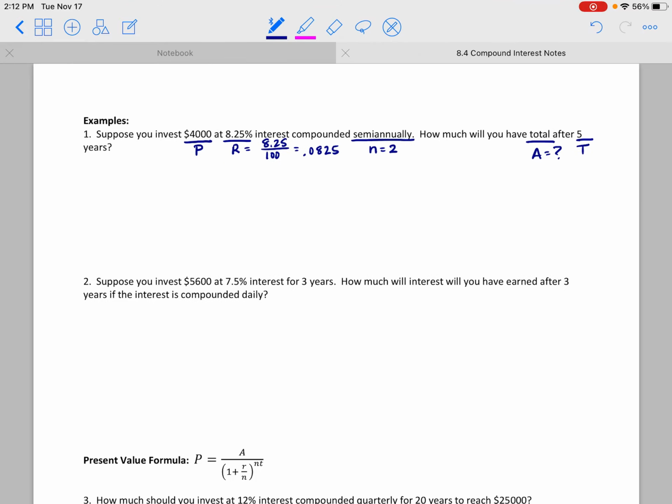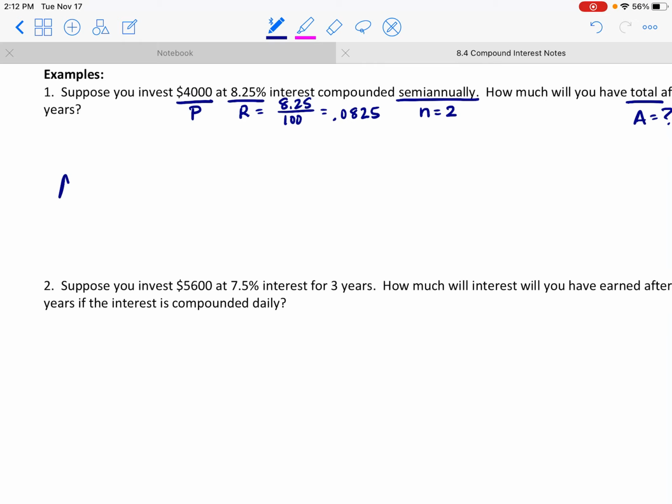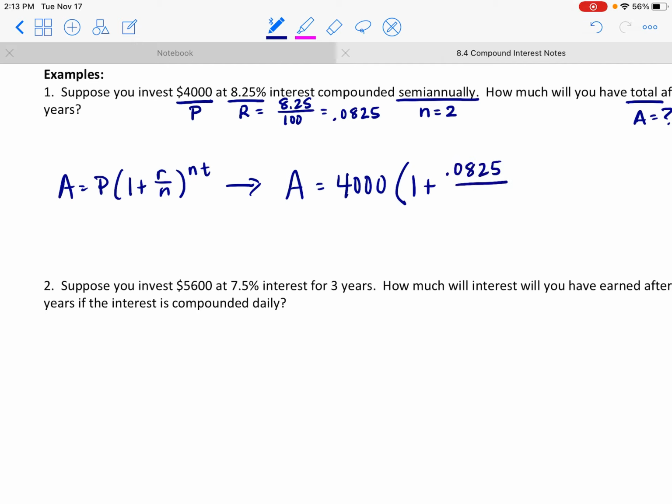Okay, so our formula says A is going to equal P times 1 plus R over N raised to the NT power. So in this case, A is going to equal our principal amount of 4,000 times 1 plus our rate is going to be 0.0825 over n, which we said was going to be 2 because it was semi-annually, and that's going to be raised to the nt power.